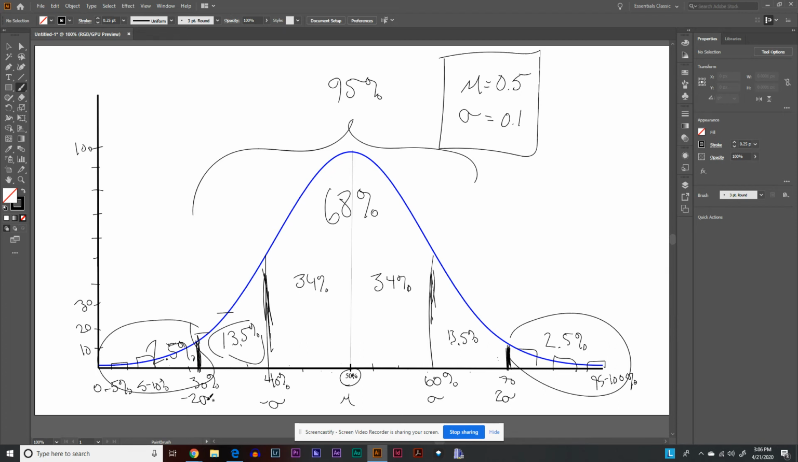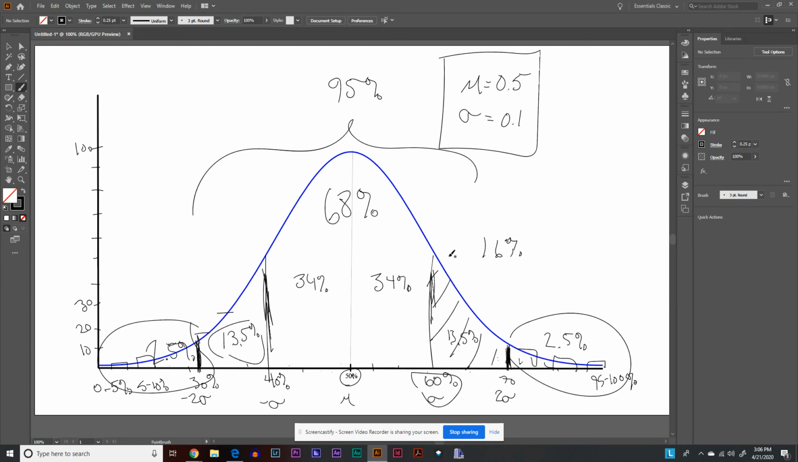What gets tricky is if you were asked something like, well, how many people scored above a 60%, for example? Then you would have to figure out what is the combined area of these two locations. Well, it's 13.5% plus 2.5%. So that would be 16% of students scored above that mark.